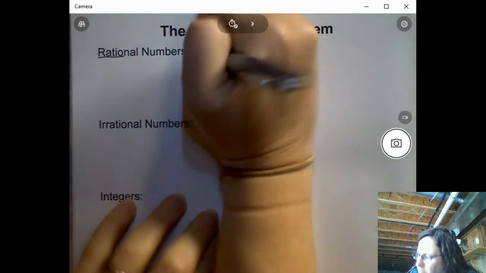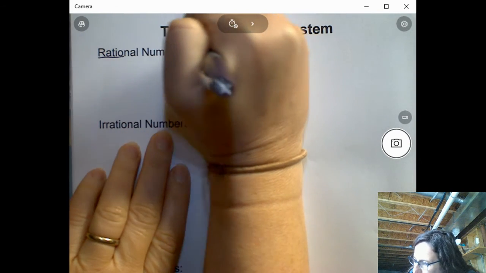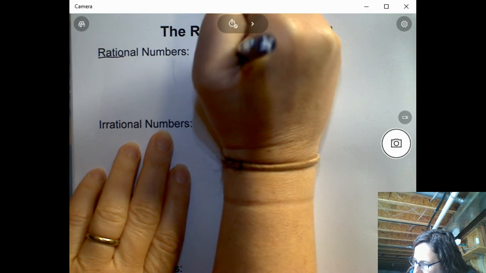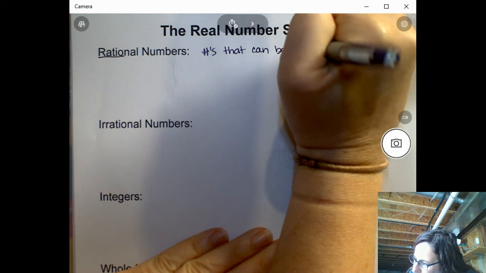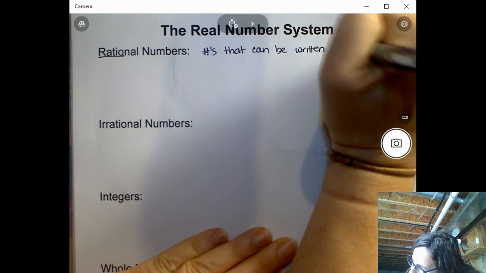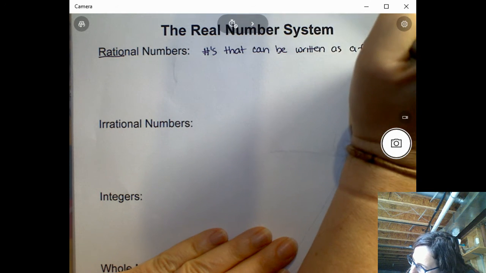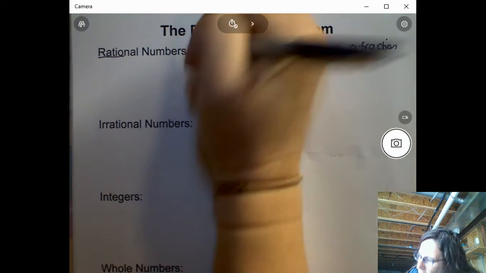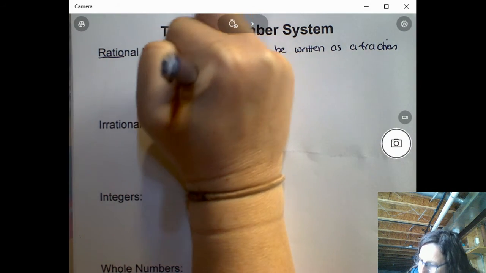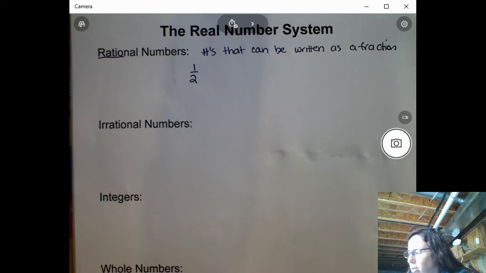So rational numbers are numbers that can be written as a fraction. Okay, that's what rational numbers are. So if you think about the number 1/2, that's a fraction, therefore it's a rational number.